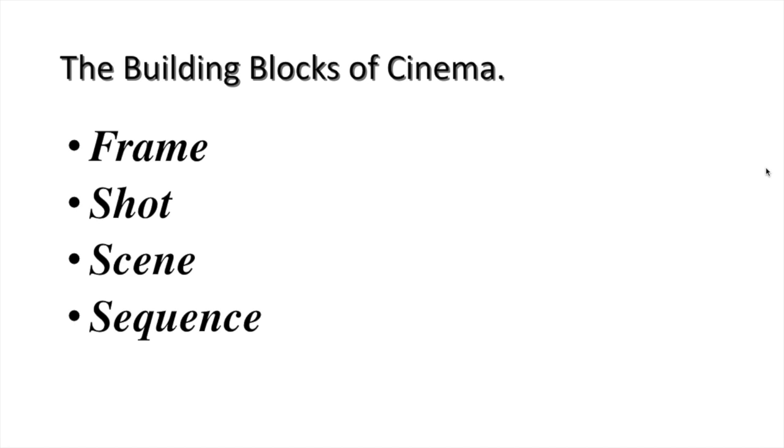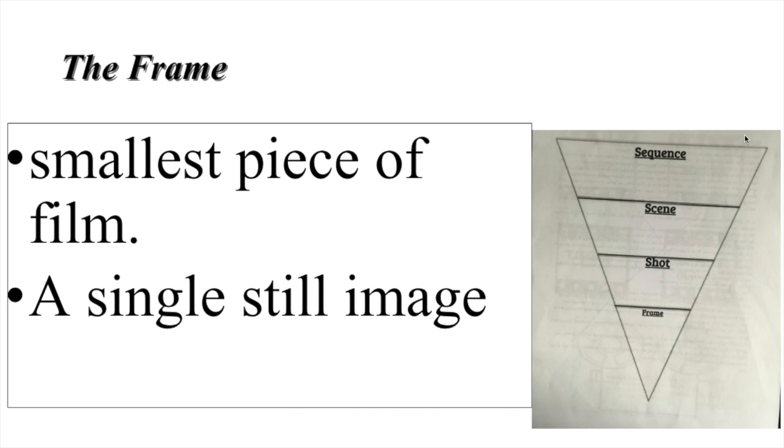All right, so there are some building blocks to the actual creating of a film: frame, shot, scene, and sequence. We'll review these. We're going to start with the smallest piece of film, which is a frame, like a picture. It is the still image. So when somebody says this is a frame from the movie, this is one still picture from a movie.